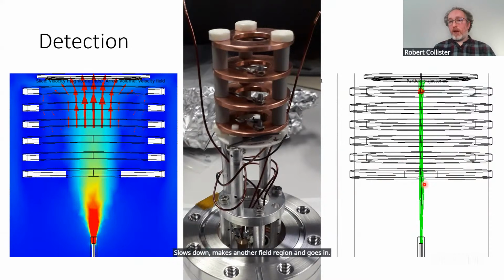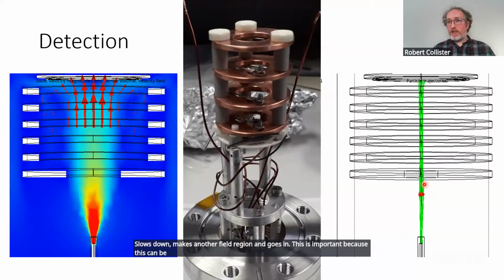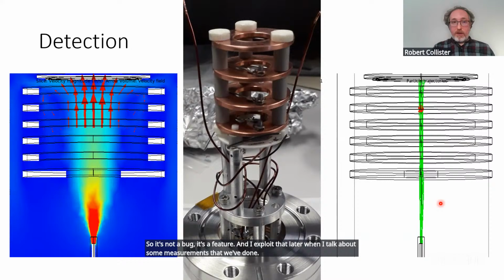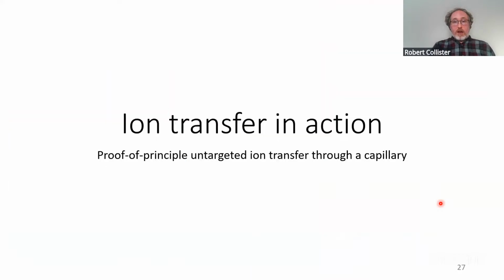This is important because this can be exploited in our system to determine that ions are actually coming out of the capillary and you're not just picking up things in the environment. Because if you turn up your electric field large enough, you can totally deflect all these ions away. So it's not a bug, it's a feature. And I'll exploit that later when I talk about some measurements that we've done. So actually, let's talk about that now.